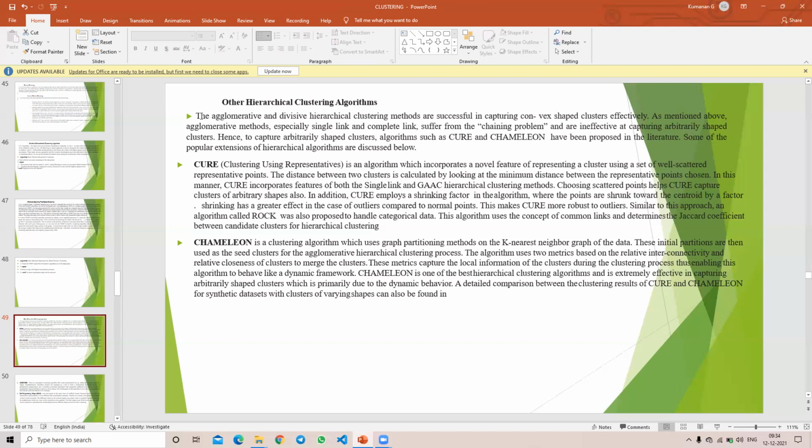A detailed comparison of these algorithms is given in the results of CURE and Chameleon on synthetic datasets, where clusters of varying shapes can also be found.